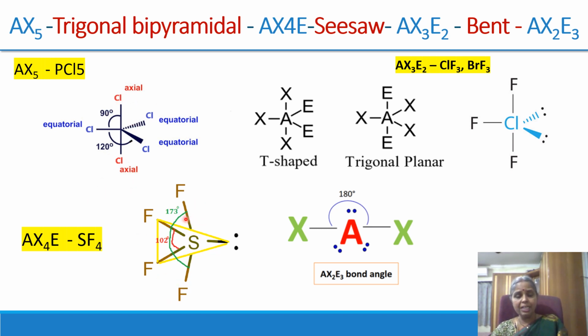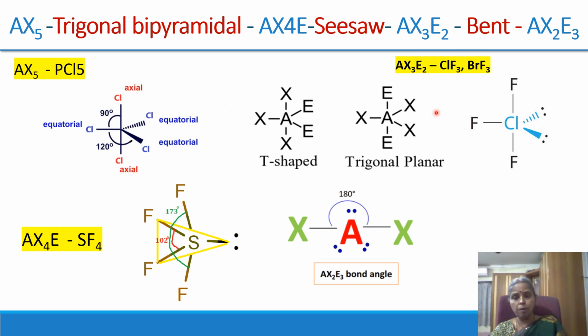But this straight line is pressed. You can see the bending here. Bond angle is only 173. What is supposed to be 180 is only 173. What is supposed to be 120 is only 102. So there is a distortion in molecular geometry.